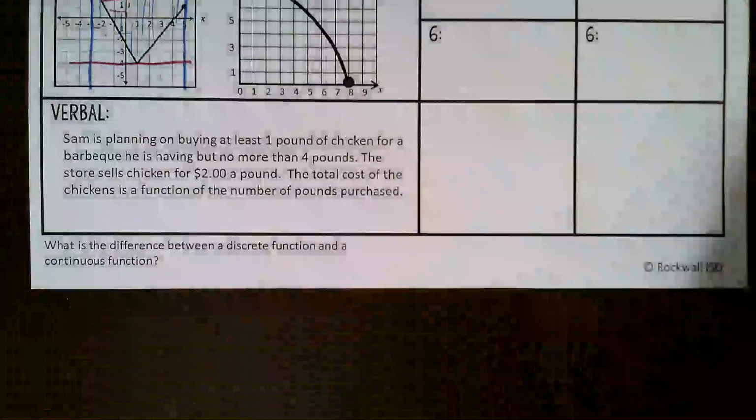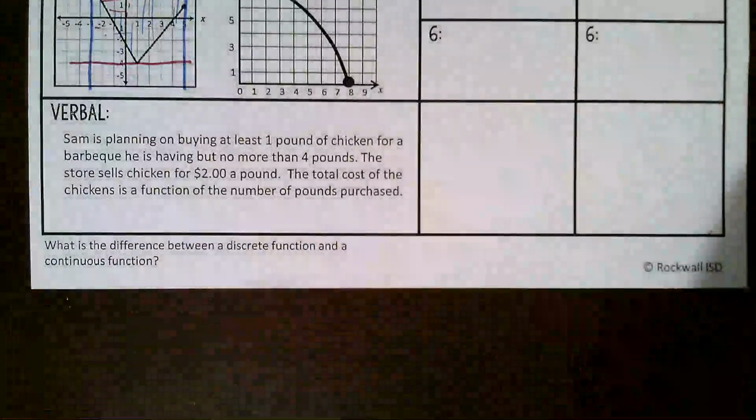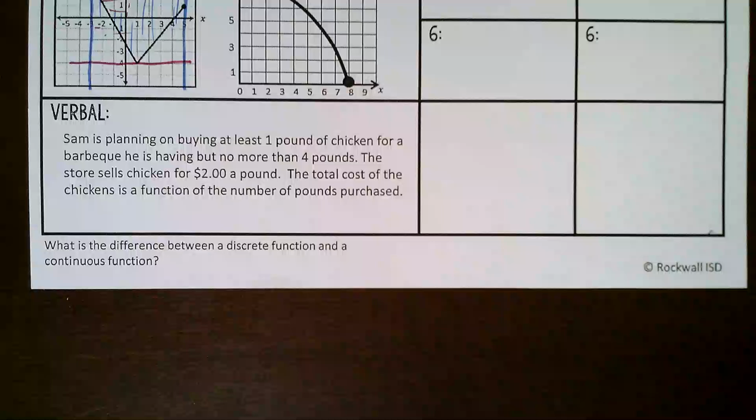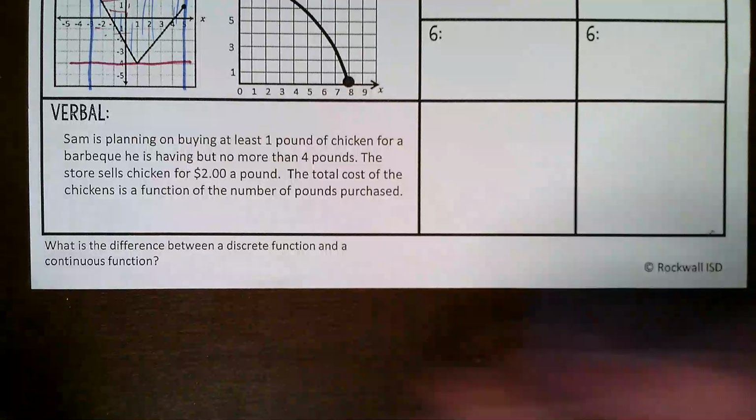Verbal, which is going to be a pretty common way to be asked to find the domain and range. It reads, Sam is planning to buy at least 1 pound of chicken for a barbecue he is having, but no more than 4 pounds. The store sells the chicken at $2 a pound. The total cost of the chicken is a function of the number of pounds purchased.